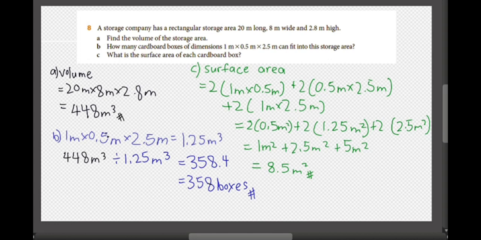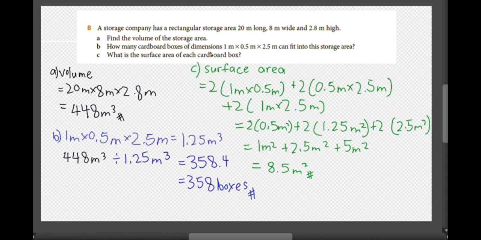And just now we already calculated that the volume of the storage area is 448 meters cube. So to find how many cardboard boxes that we can fit into the storage area, we just need to take 448 meters cube divided by 1.25 meters cube, which our answer will be 358.4. So we know that we can fit a total of 358 boxes into the storage area. Okay, moving on to question C.